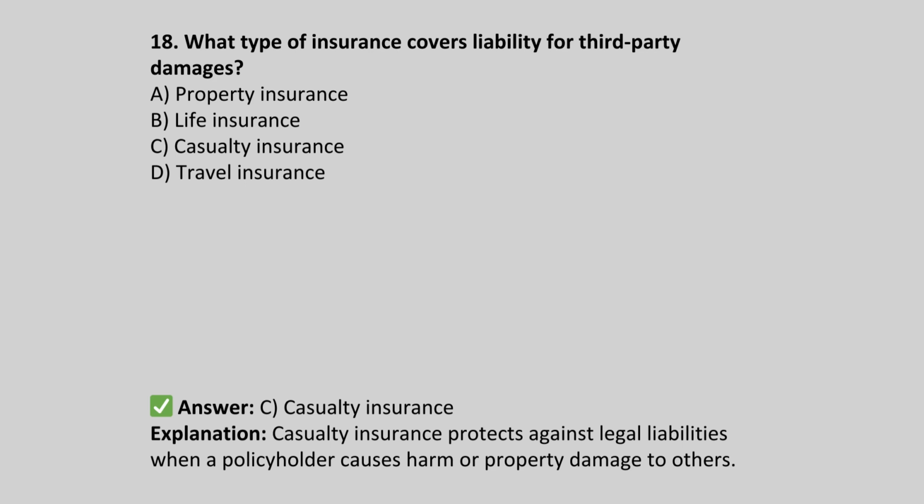What type of insurance covers liability for third-party damages? A. Property insurance. B. Life insurance. C. Casualty insurance. D. Travel insurance. Answer: C. Casualty insurance. Explanation: Casualty insurance protects against legal liabilities when a policyholder causes harm or property damage to others.